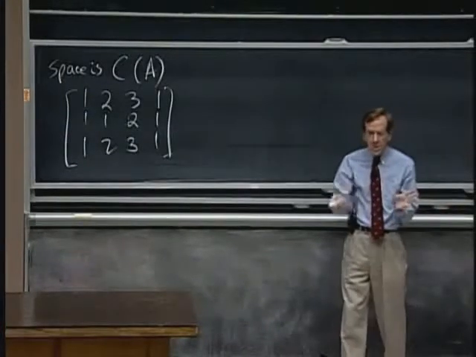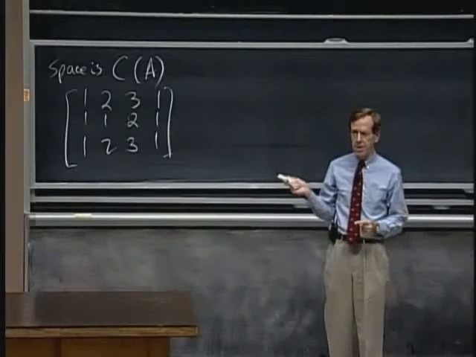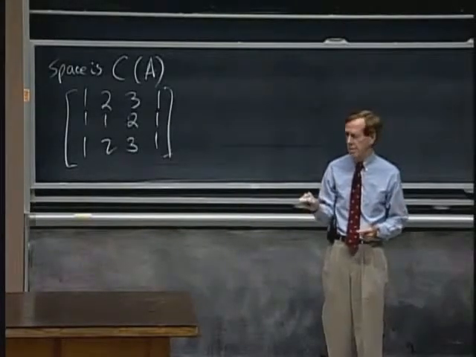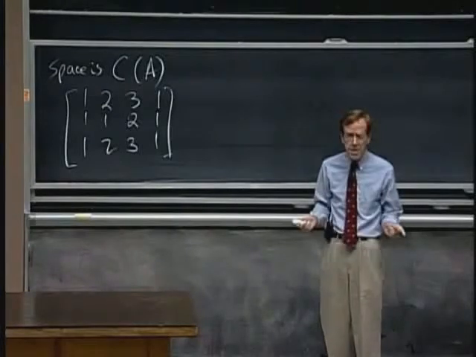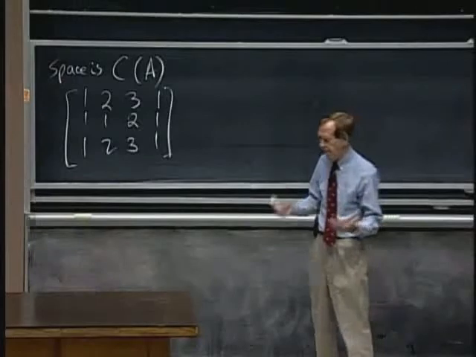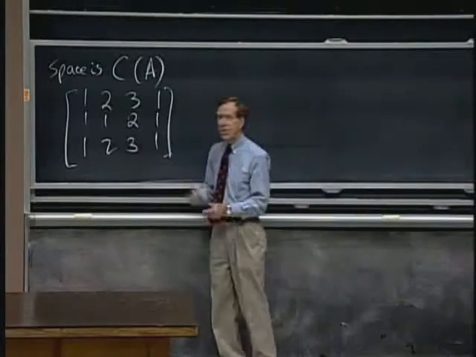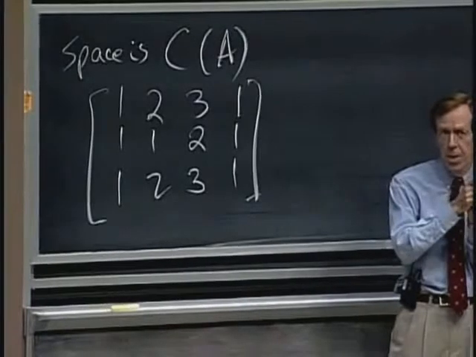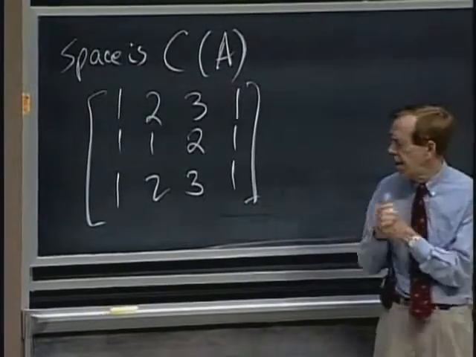Do they span the column space of that matrix? Let me repeat. Do they span the column space of that matrix? Yes. By definition, that's where the column space comes from. Are they a basis for the column space? Are they independent? No, they're not independent. There's something in that null space.